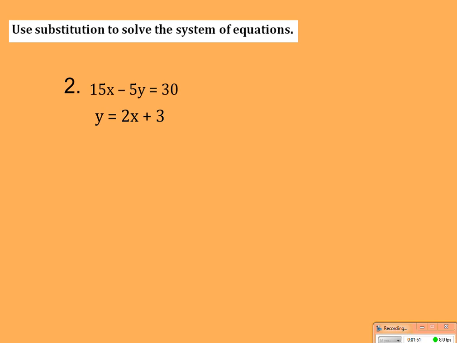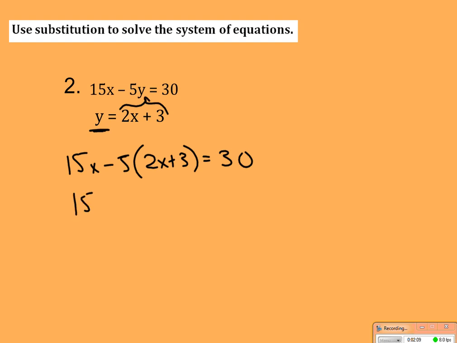So here it's going to be a little bit tougher. See how y is by itself right here, y equals, so y is all by itself. So I'm going to substitute that in for where y was in the top one. I'm going to take all this and throw it in for y right there. So it's going to be 15x minus 10x minus 15 equals 30. All I did was distribute.